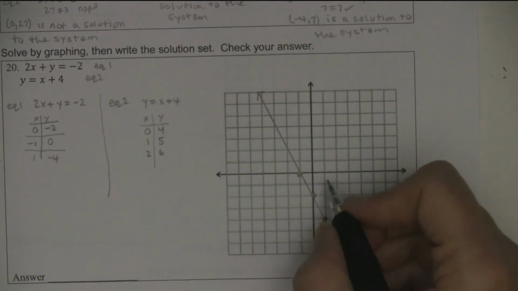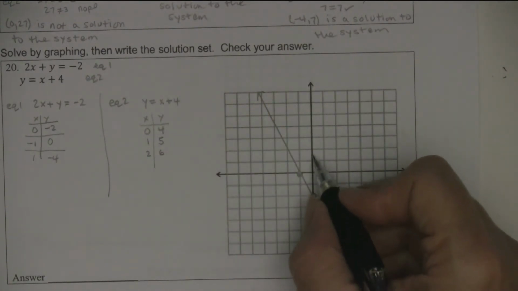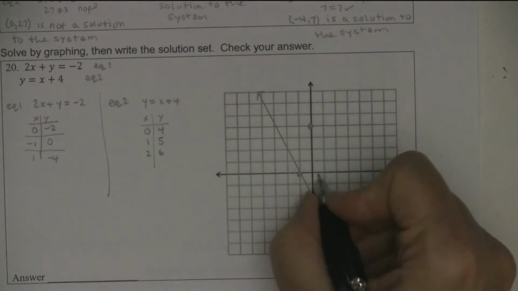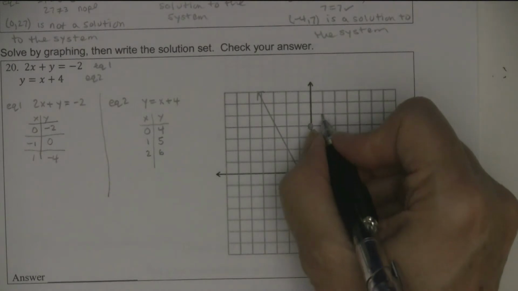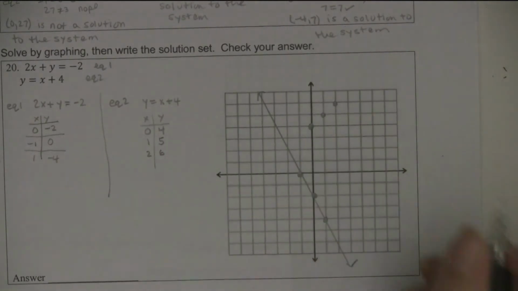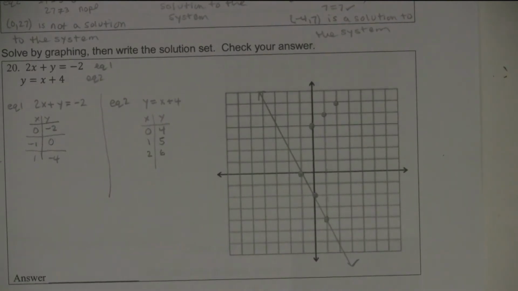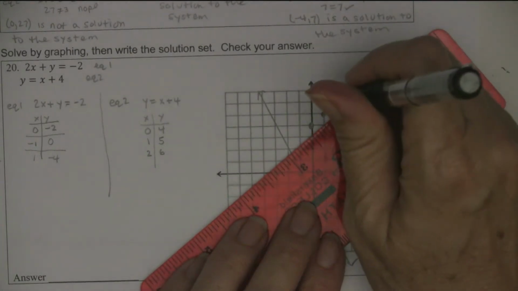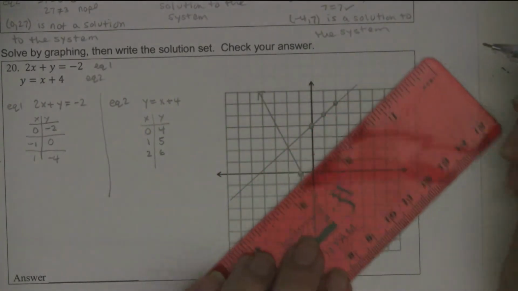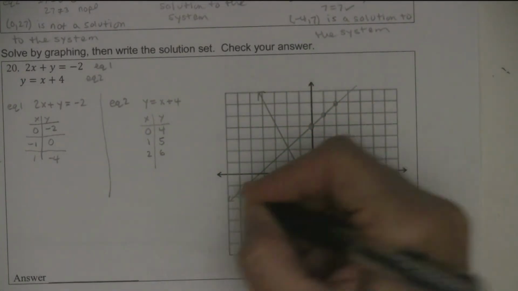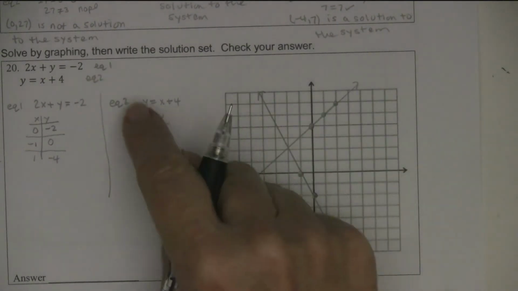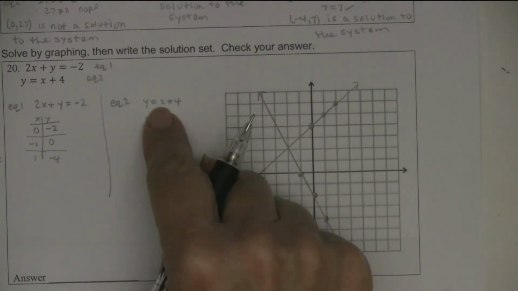So I'm going to plot those. Over 0, up 4. 1, 2, 3, 4. 1, 5. And 2, 6. And so I'm going to draw this line in here. And every point on this line represents the solutions to this equation right here.